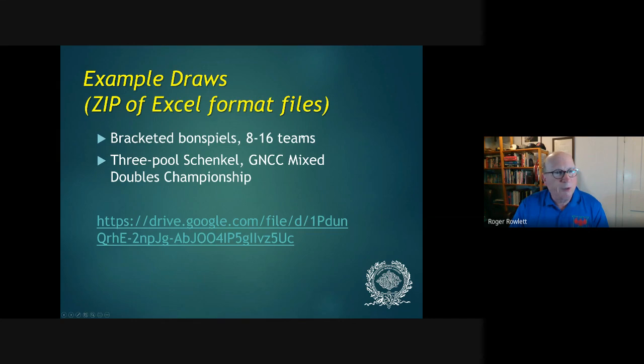So if you want to see some examples of some Bonspiel designs, I've put a zip drive together that has some bracketed Bonspiels from 8 to 16 teams, mostly on 4 sheets, but I think I've got one on 3 sheets as well. And I also have an example of a spreadsheet I used for a 3 Pool Schenkel for the GNCC Mixed Doubles Championship, so you can see how that spreadsheet might look to kind of rank teams with their tiebreakers between rounds.